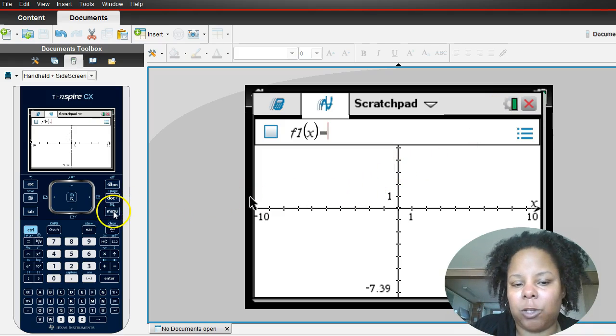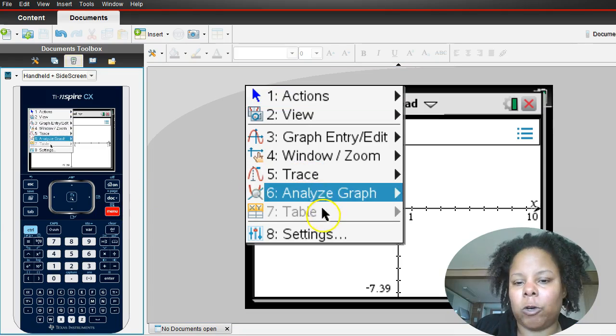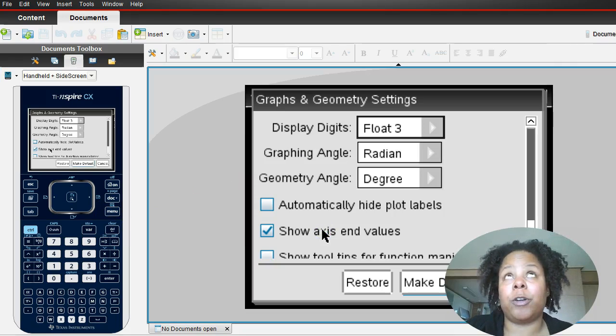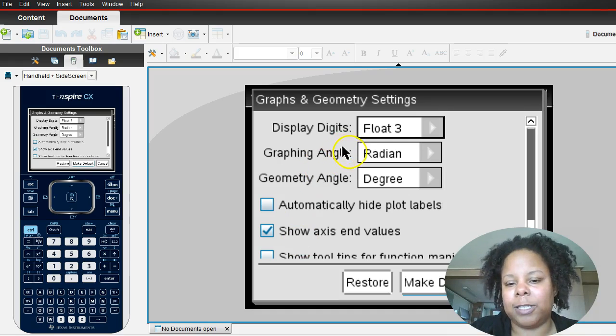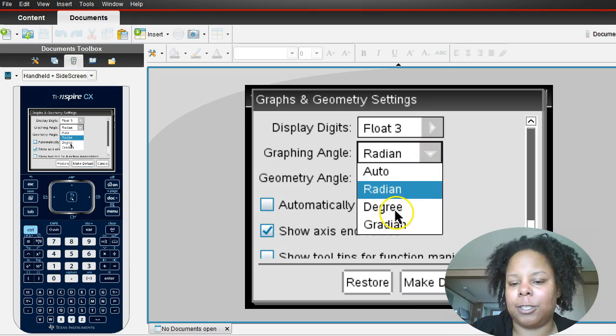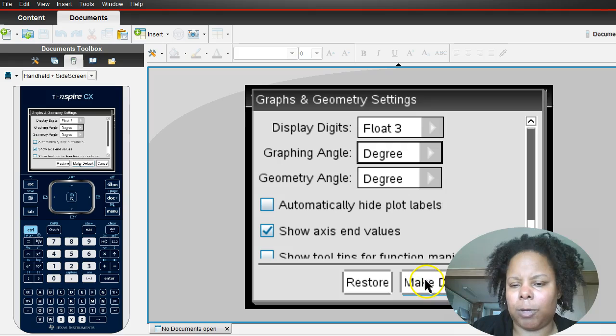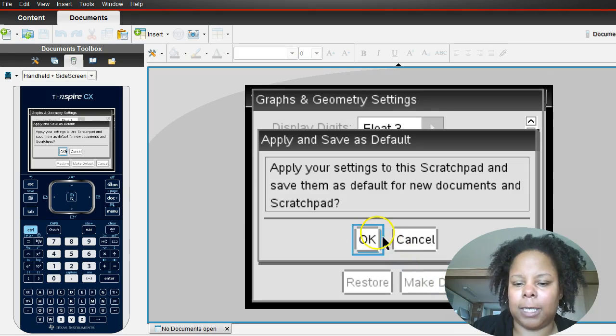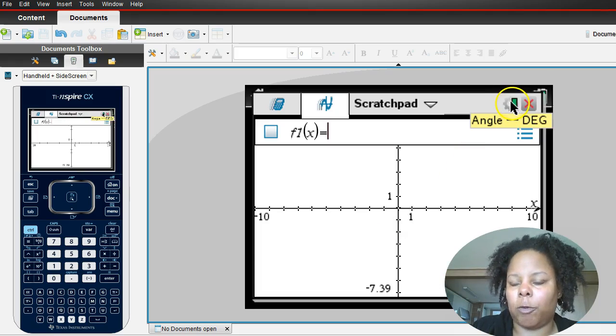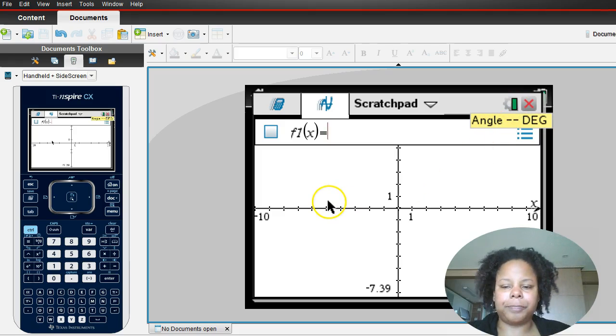We have to go to the menu. So hit menu and then go into settings. Whenever you're on a graph page, when you hit menu, you can change the graph settings. And as you can see, even though our geometry angle is degree, our graphing angle is radian. So we have to change that to degree. And I'm going to make that default. And I'll say OK. So now when I go back up here, it's in degrees.